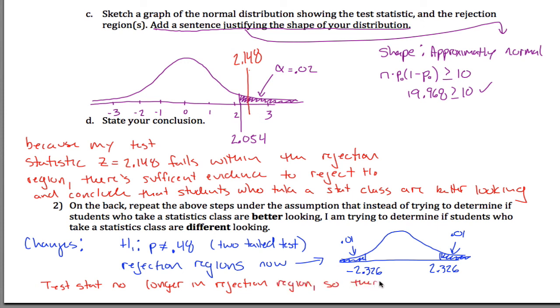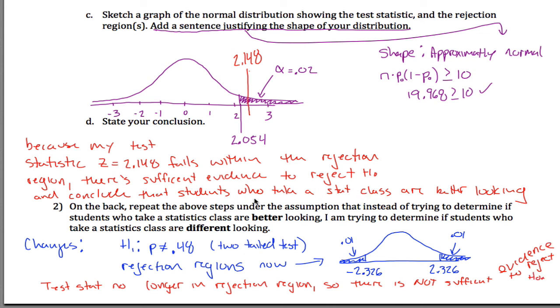So there is not sufficient evidence to reject our null hypothesis, H0. So we're not saying that students who take a stat class are not better looking. We're just not saying that they are better looking. So I guess that's good enough. That's the end of this perfect problem.